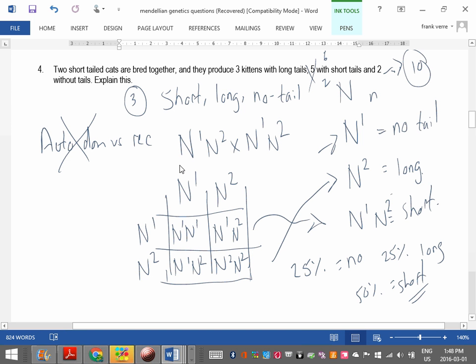So the point of the question is, can you come up with a way to explain why you get the 3 different phenotypes? So this is an example of what then? This is incomplete dominance, or blending. Okay, so that's number 4.